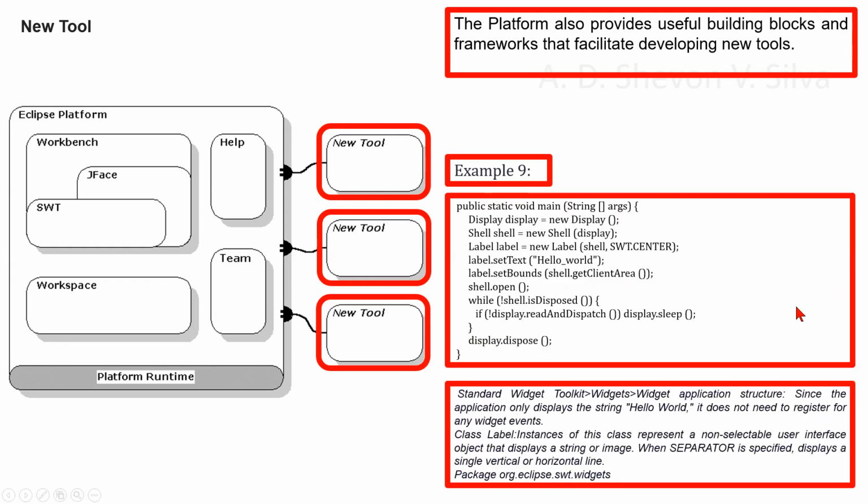Now we are considering widget application structure in standard widget toolkits. Since the application only displays the string hello world, it does not need to register any widget events. The class Label: instances of this class represent a non-selectable user interface object that displays a string or image. When separator is specified, it displays a single vertical or horizontal line. This is in the package org.eclipse.swt.widgets.